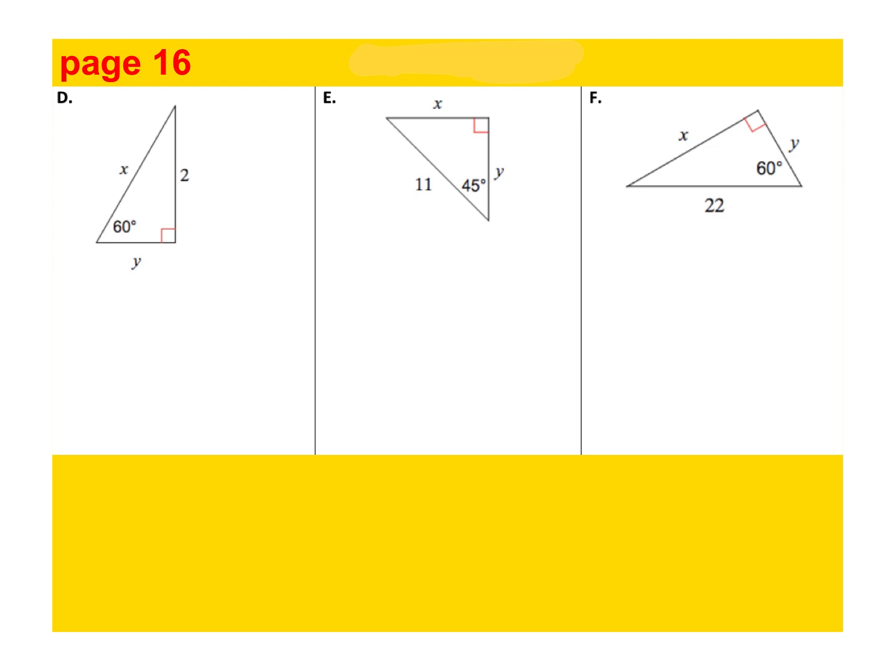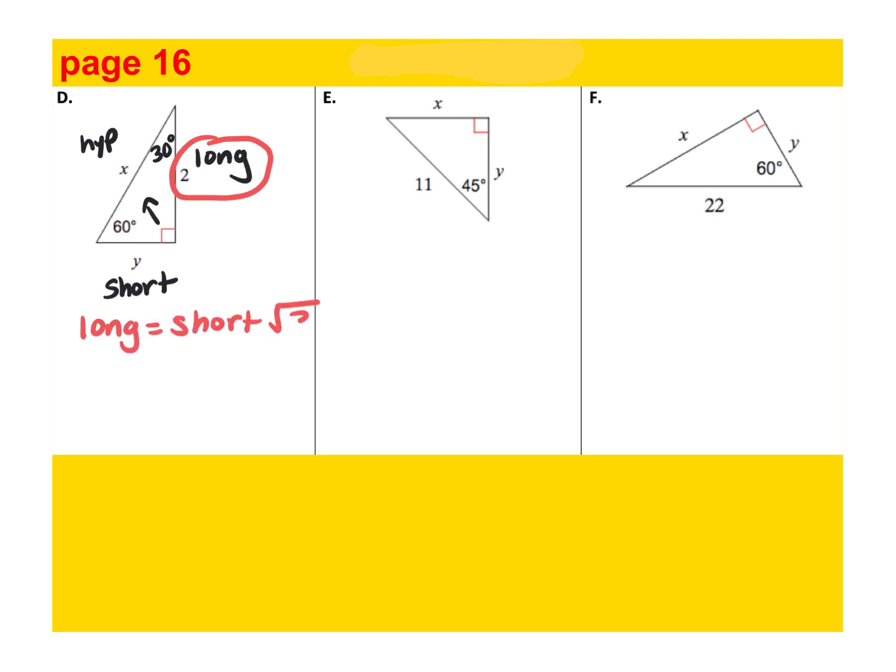Here's a few more examples. In problem D here, we have another special triangle, and this one we're back to a 30, 60, 90. So I'm going to label my hypotenuse first, across from the 90, and then the short leg is directly opposite the 30-degree angle, and the long leg is across from the 60-degree angle. Since we have the long leg, we need to start there. So look at your theorem for your 30, 60, 90 triangles, and you'll see that the long leg is the short one times the square root of 3.